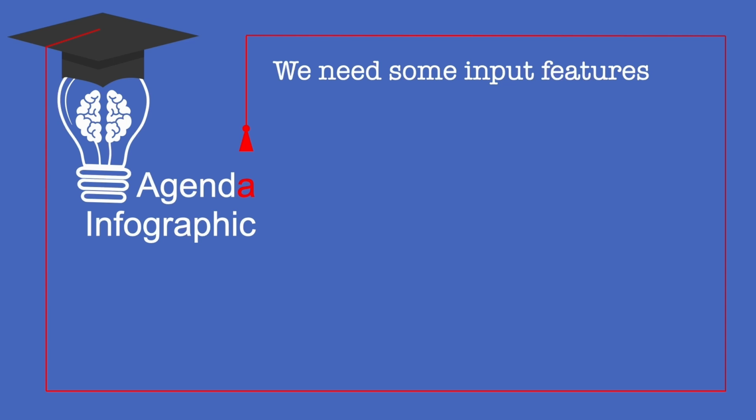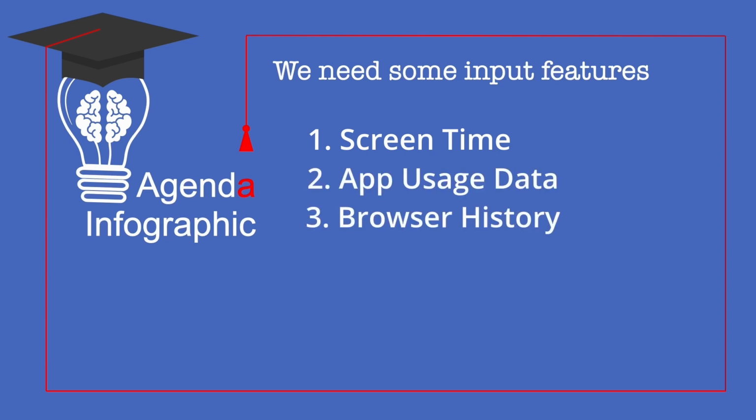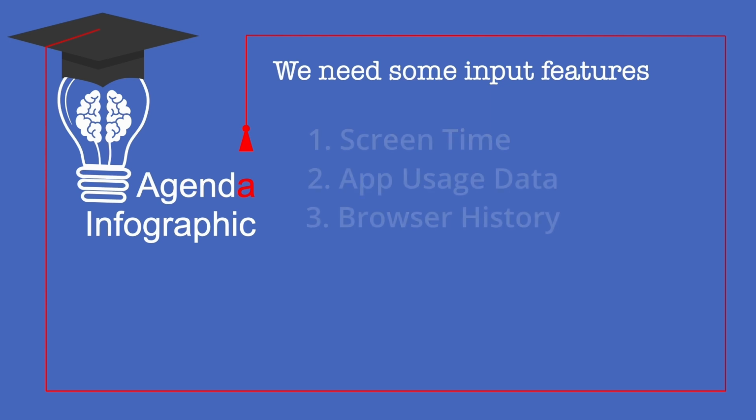Coming back to our student CGPA project, we need to perform the first step, which is data collection. Since the app has already gathered information through various sources like screen time, app usage data, and browser history, we will be focusing on only those input features that stand relevant to our project objectives. In our case, it's the relationship between a feature and CGPA.